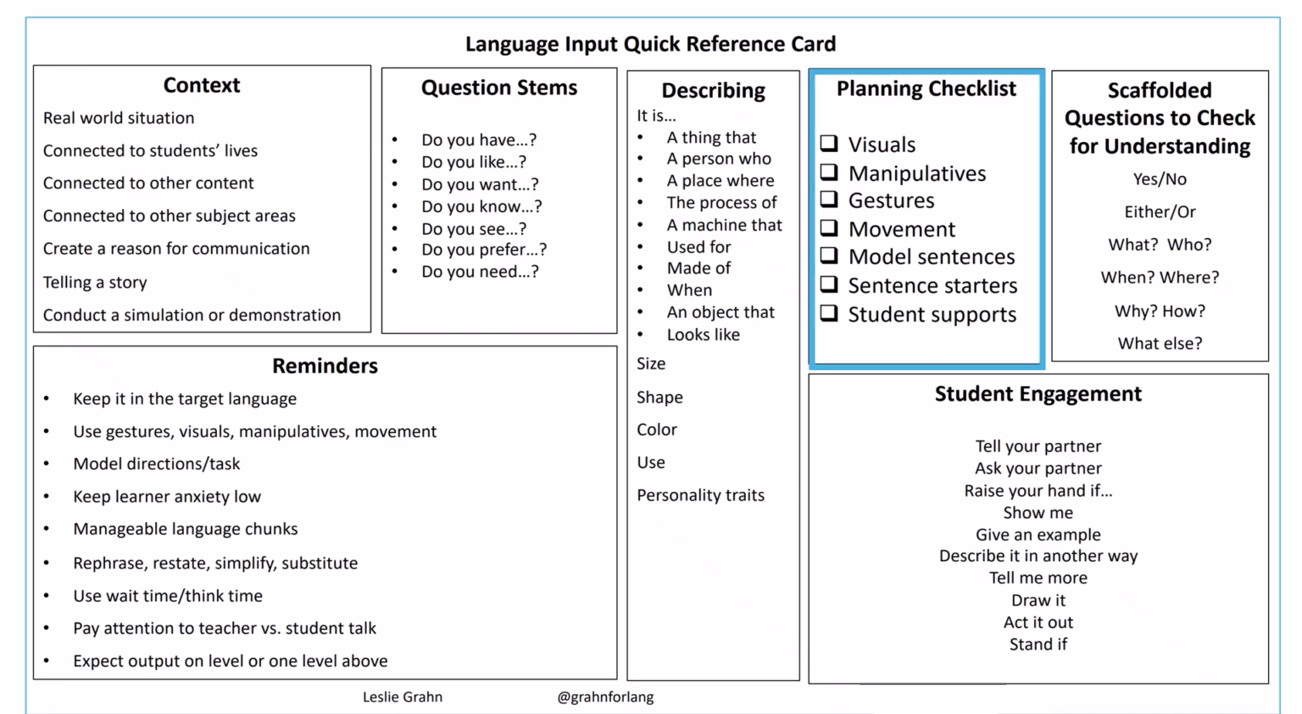For example, the Planning Checklist helps you incorporate elements that help make language comprehensible to students. The context descriptions remind us how to make input relevant and interesting to students. The scaffolded questions are helpful to use in checking for understanding. And I recommend posting the reminders somewhere in your classroom where you'll notice them and can refer to them periodically, just to make sure you're incorporating those elements into your teaching.